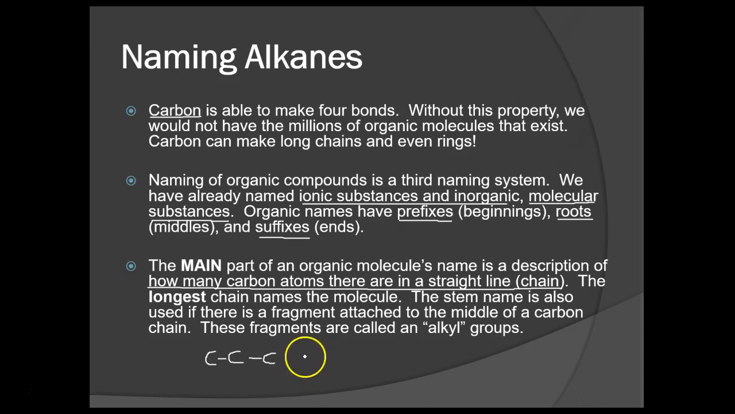The other thing that's interesting about this is if we have, let's say, a branch coming off of this hydrocarbon, let's say there's one right there, we use the size of the branch, the number of carbons in the branch, to describe that branch, what we call an alkyl group. So this is a 3-carbon chain with a 1-carbon branch. I hope you guys can see that.